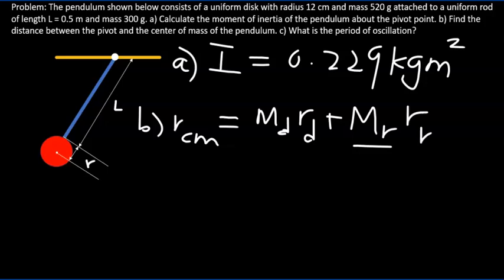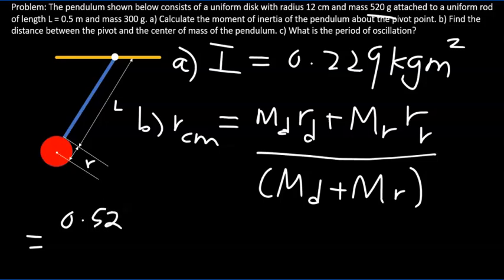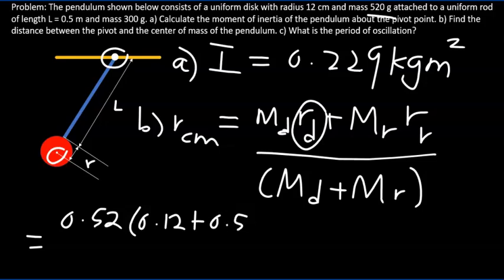Let's call it R. And to that you divide by the total mass, the mass of the disk plus the mass of the rod. So let's put in the numbers. The mass of the disk is 0.52 kg. The distance of its center of mass to the pivot is R plus L. So R is the radius of that disk, 0.12 meter. L is the length of the rod, which is 0.5 meter.